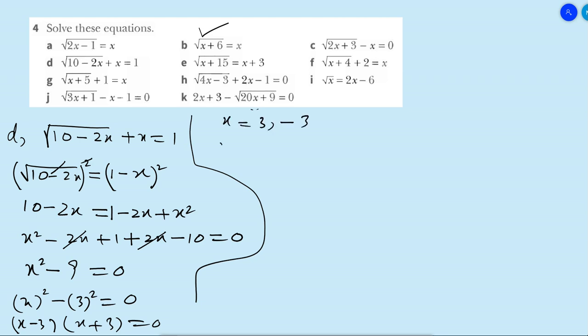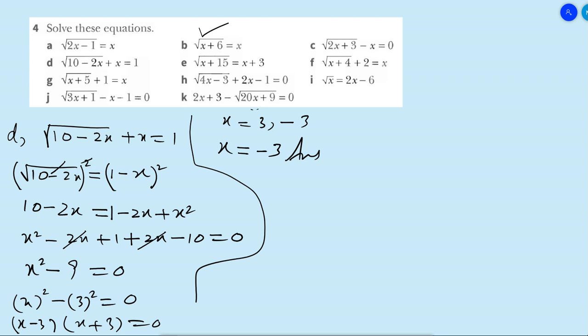This time our final answer is −3. Plus 3 is not acceptable. Why? You can just put the value in the question. If you put −3 in part D directly in the question, you will see −2 into −3 is plus 6. 10 plus 6 is 16.